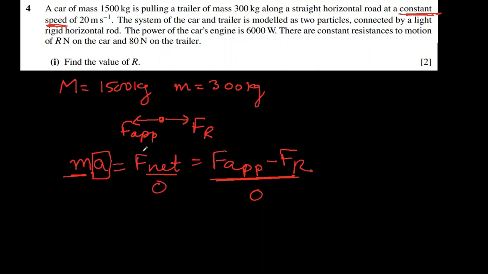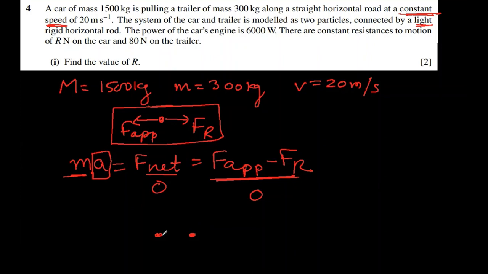So that's what we interpret, that applied force and resistive force will be equal. That's what this constant speed means. And the speed itself is 20 meters per second. The system of the car and trailer is modeled as two particles. This is the car and this is the trailer connected by a light rod. Light means that the rod connecting them does not have any role in the system.